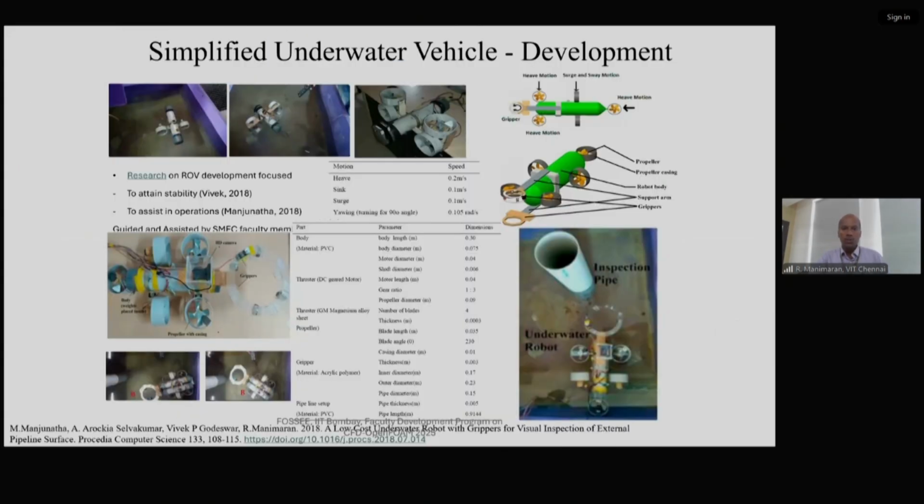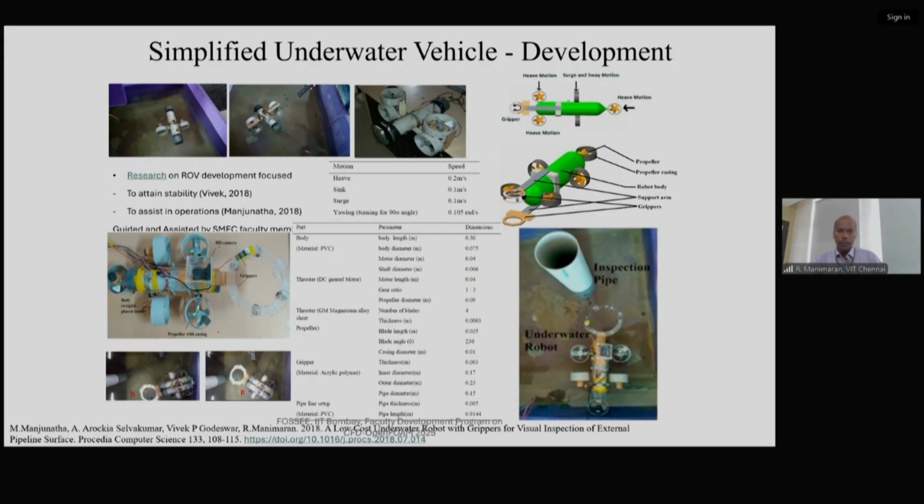Typically, you see, one of my postgraduate students was interested in developing an underwater vehicle. So they developed their own design, which can go into the water, dive in, and come up. The acknowledgement goes to Vivek and Manjunatha in 2018. So they developed an underwater vehicle for inspecting immersed pipes in water.